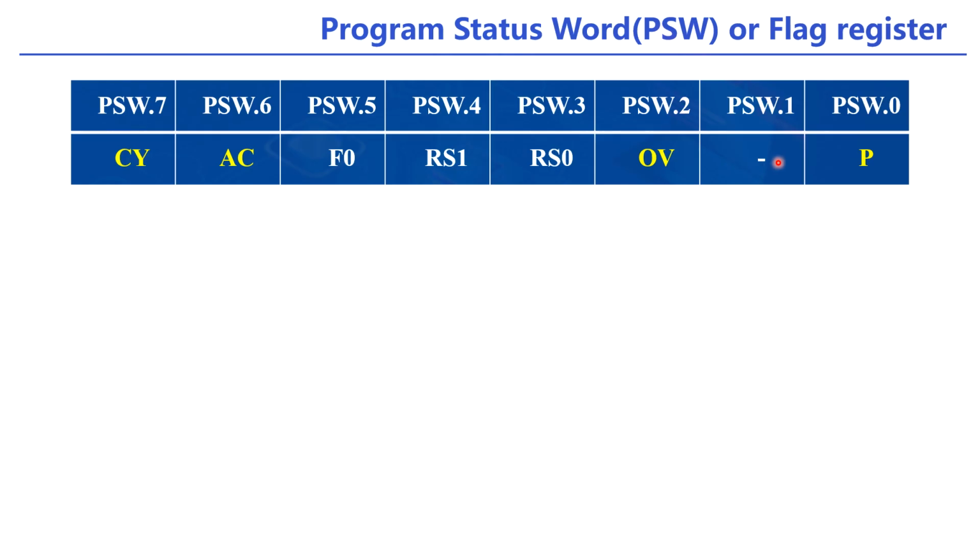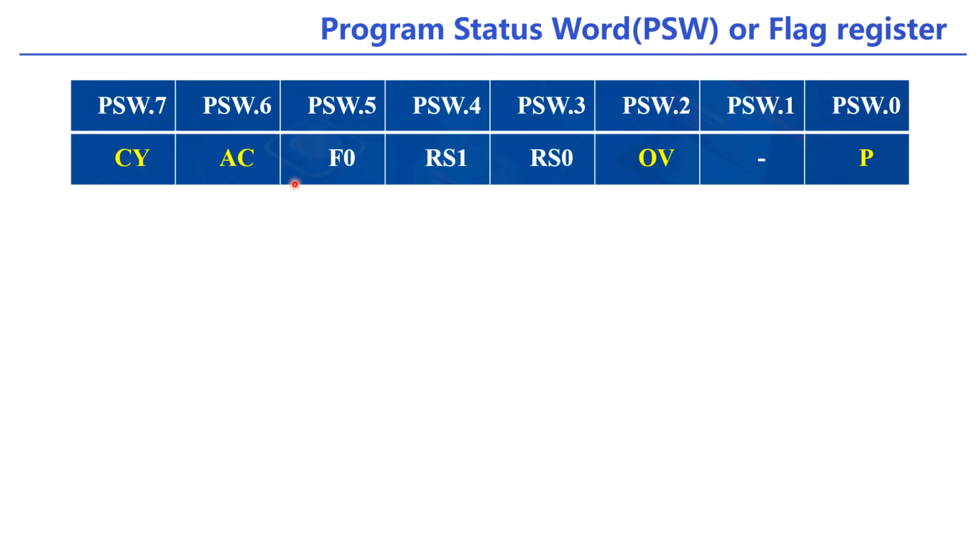Another one represents the user defined bits. Generally this bit and that bit, F0, will not be used in this. PSW.2 is the overflow flag. PSW.3 is RS0. PSW.4 is RS1. Basically, we can select the register bank by using these bits.